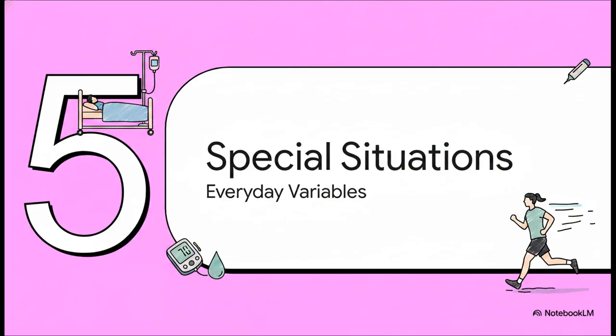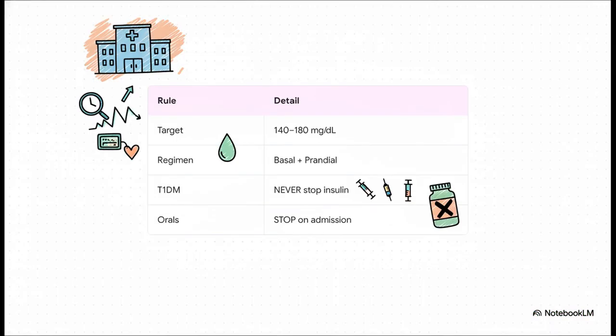Finally, we arrive at Section 5, Managing Special Clinical Situations. When your diabetic patient is admitted to the hospital, the rulebook completely changes. Thanks to the landmark NICE-SUGAR trial, we now know that aiming for perfect tight blood sugar control in the ICU actually increases mortality because of severe hypoglycemic events. Moderate targets of 140 to 180 are way safer.